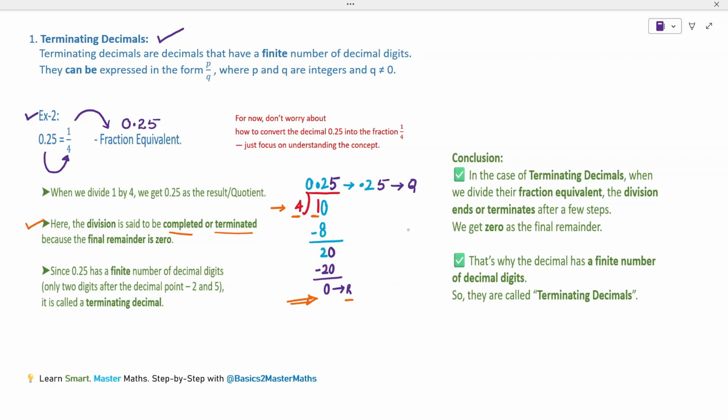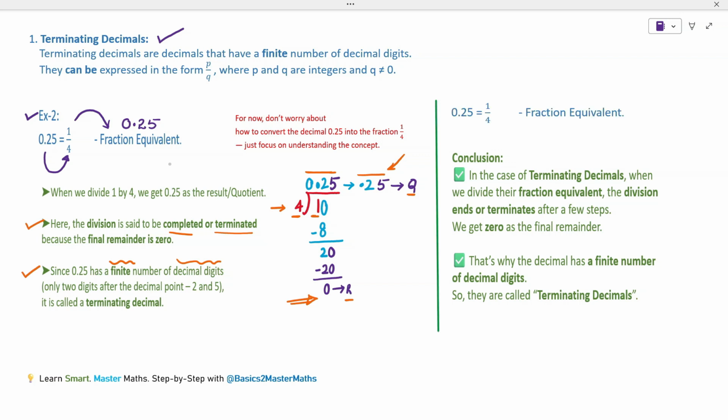Second point, the quotient or the result is 0.25, which has finite number of decimal digits. So, 0.25 is a terminating decimal.